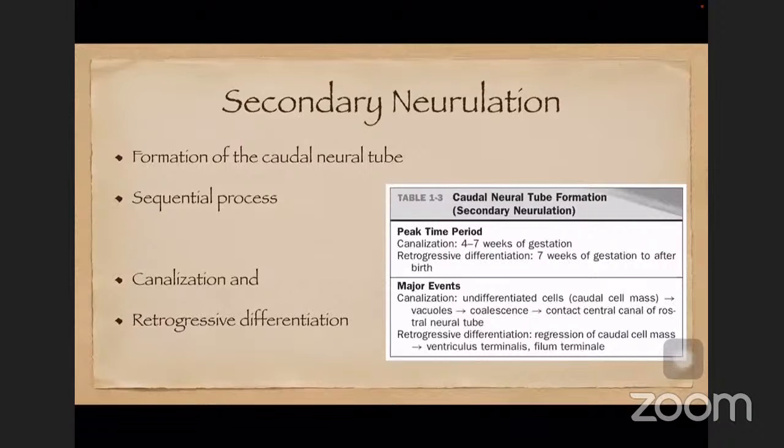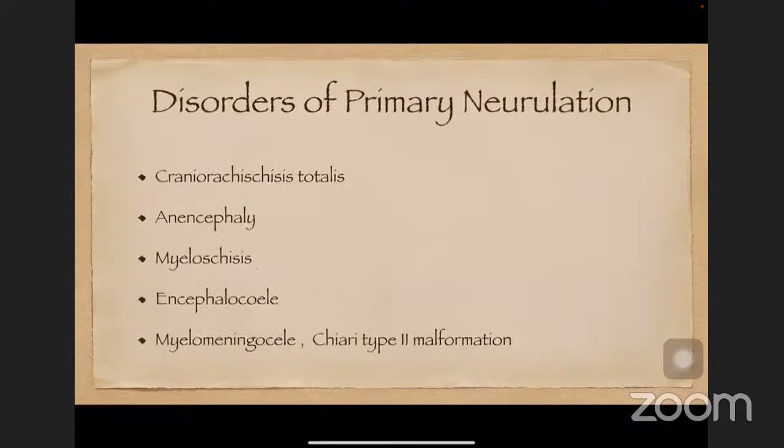That is the process, and then there is the connection between the primary and the secondary neurulation processes, and you have the entire spinal cord and the CNS of the brain being formed. What are the disorders of primary neurulation? So you have craniorachis totalis, anencephaly, myeloschisis, encephalocele, myelomeningocele, along with Chiari type 2 malformation.